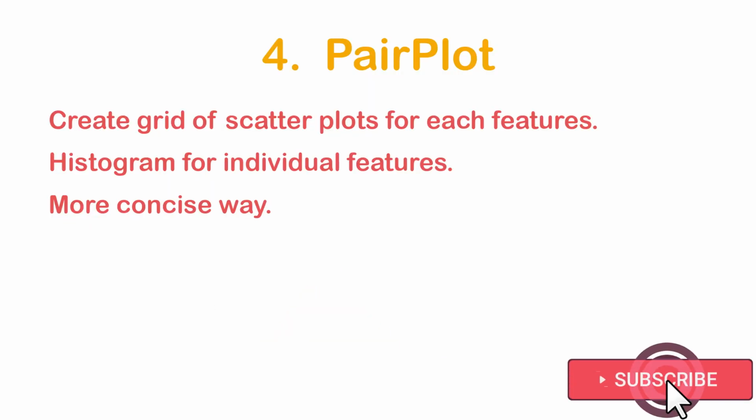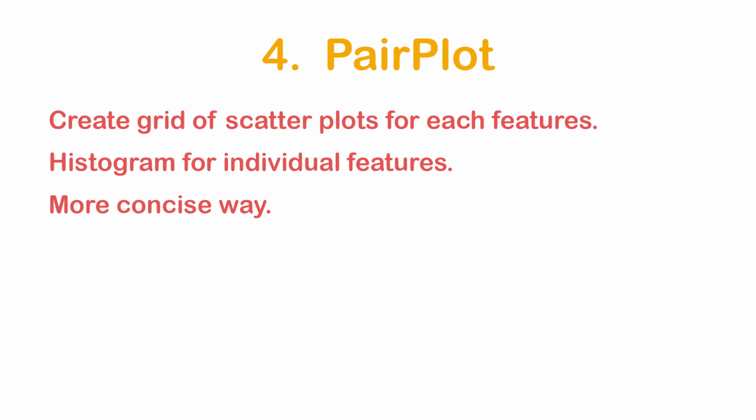So let's move to the PairPlot function in Seaborn. So what is a PairPlot? This function creates a grid of scatter plots for each pair of features and histograms for each individual feature. It means you don't need to make a scatter plot for individual features one by one.